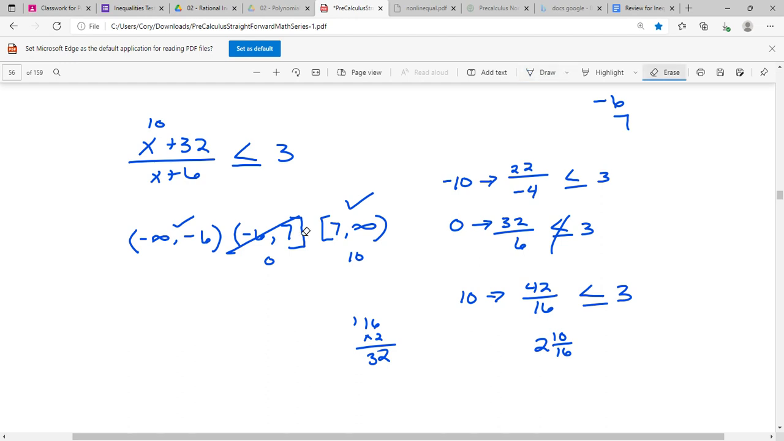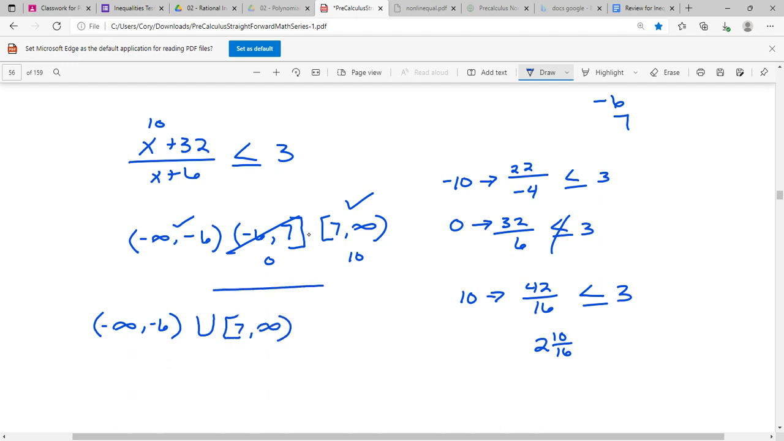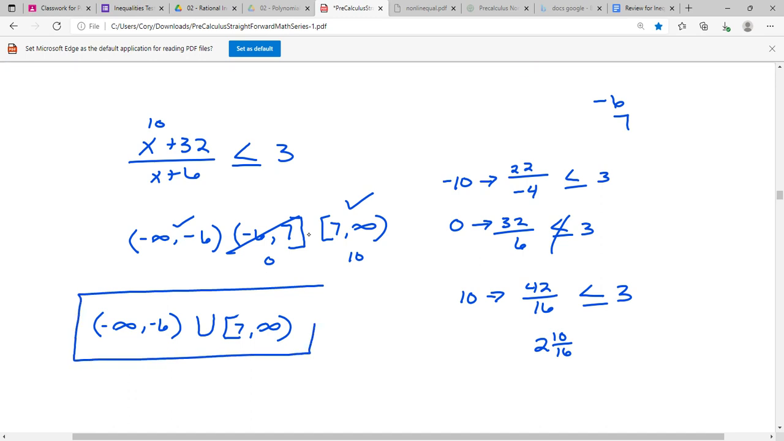To write our answer, we're going to use the two intervals that worked. So that would be negative infinity and negative 6, both of those rounded brackets. And then we're going to put our union and then our square bracket for 7 and infinity with a rounded bracket. That's what your answers are going to look like for these kind of problems.